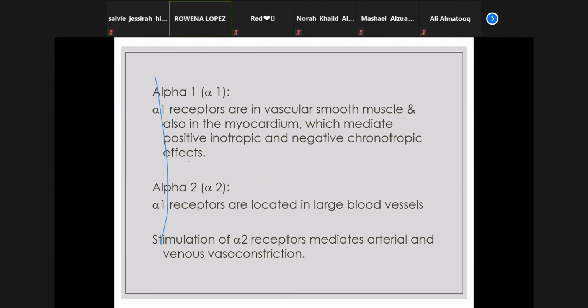For alpha-2, it's located in large blood vessels. Sorry, it's written alpha-1 on the slide, it's supposed to be alpha-2. So for alpha-1, the medication is acting in the vascular smooth muscle and myocardium, and alpha-2 in the large blood vessels. Stimulation of alpha-2 receptors mediates arterial and venous vasoconstriction. So if you have low BP, it will increase your blood pressure.